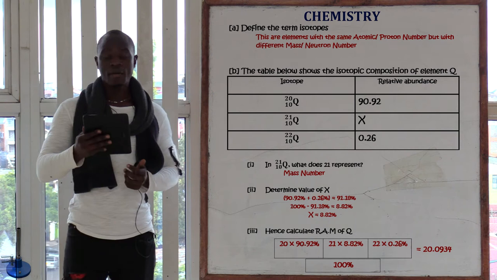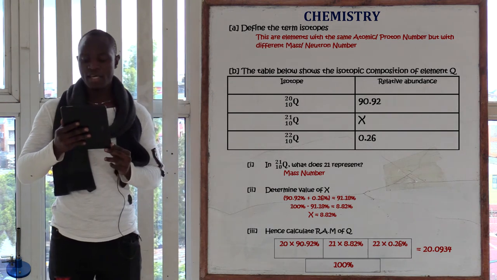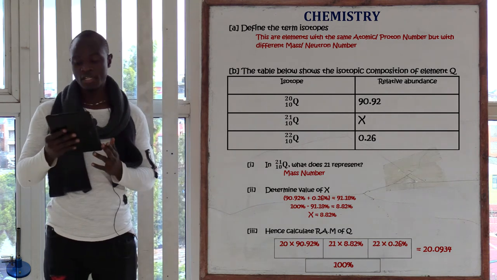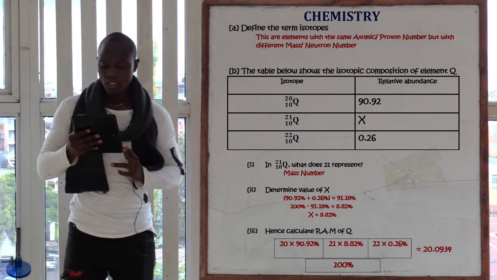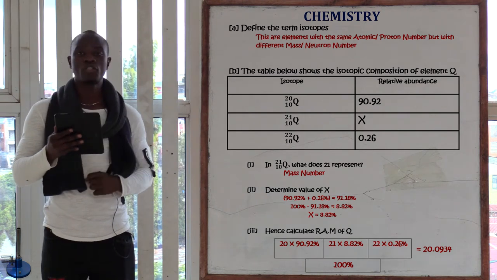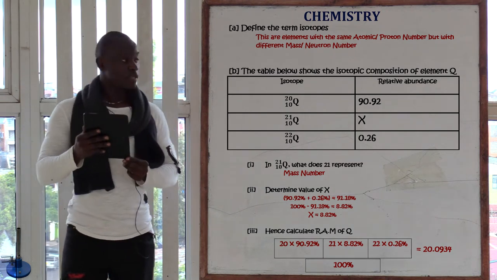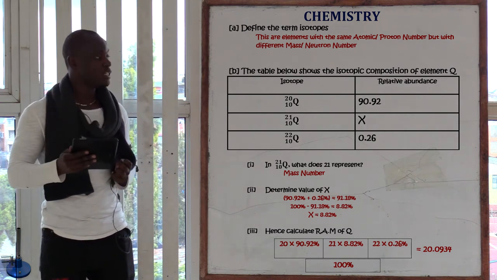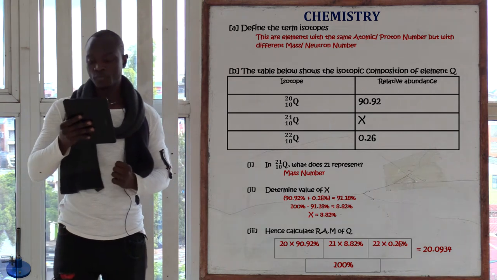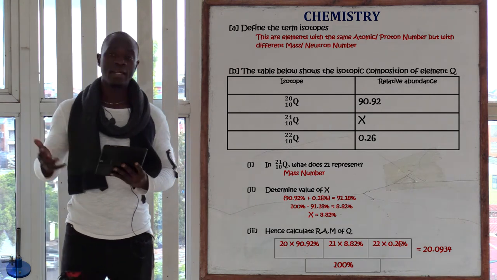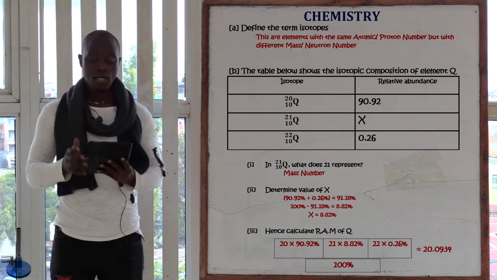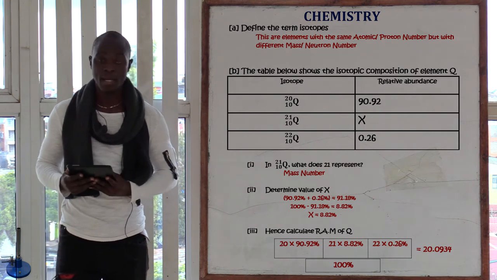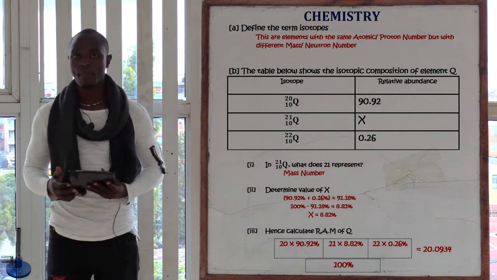Question letter B is asking, the table below shows the isotopic composition of element Q. The element Q is just an arbitrary element designated Q. As you can see in the table, we have the isotopes of Q having mass numbers of 20, then 21, and then finally 22. On the other side, we have the relative abundance, whereby for one isotope, which is Q-21, we have not been given the abundance. So it is up to us to look for the abundance.